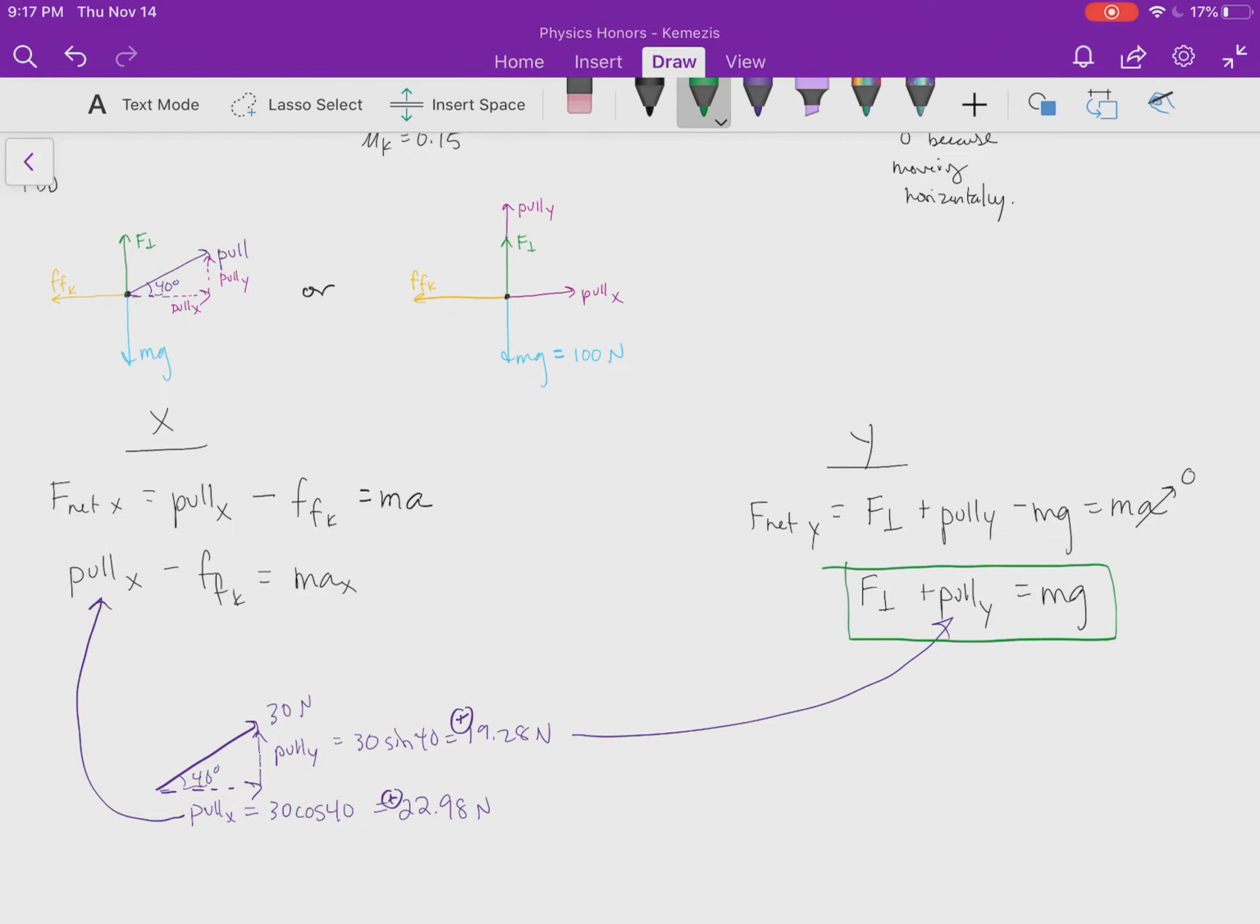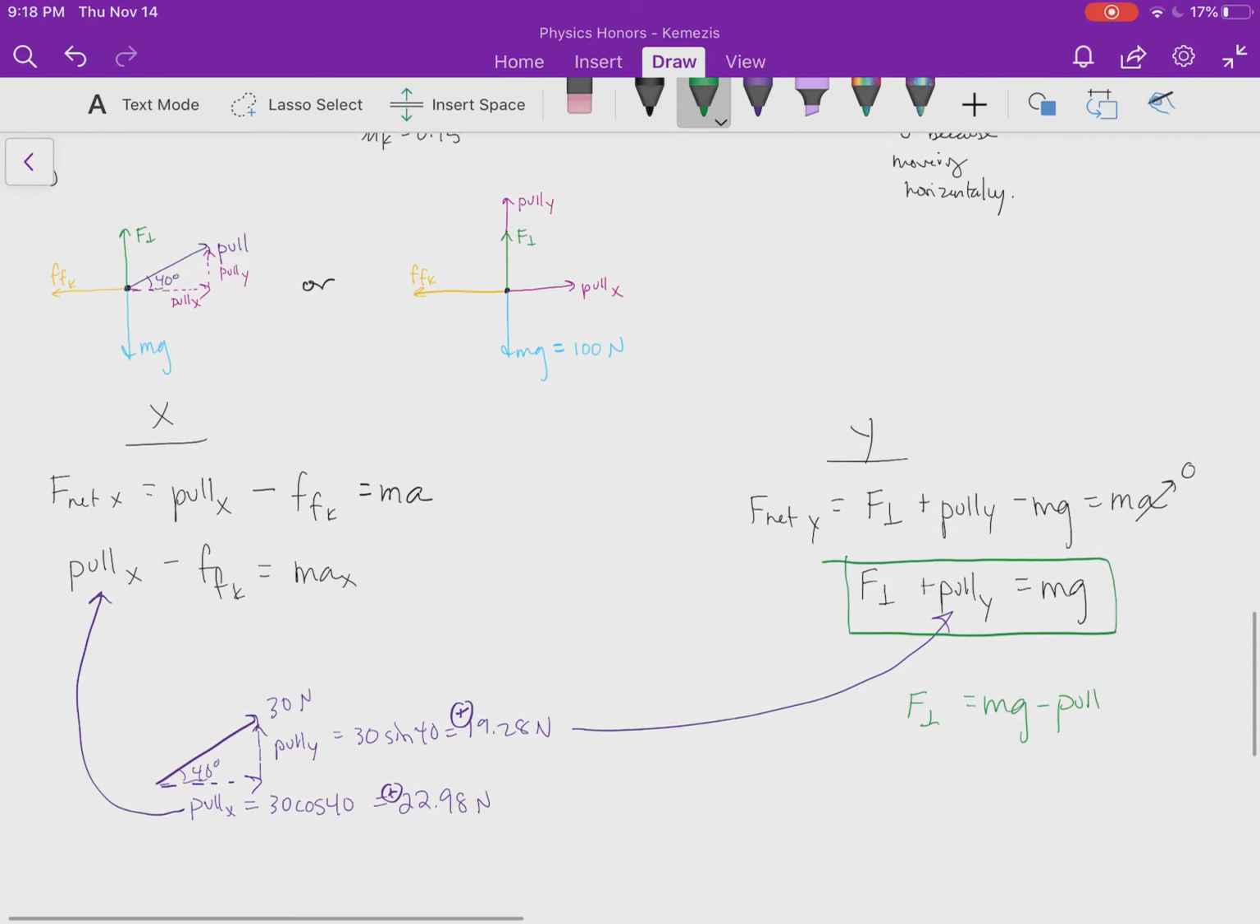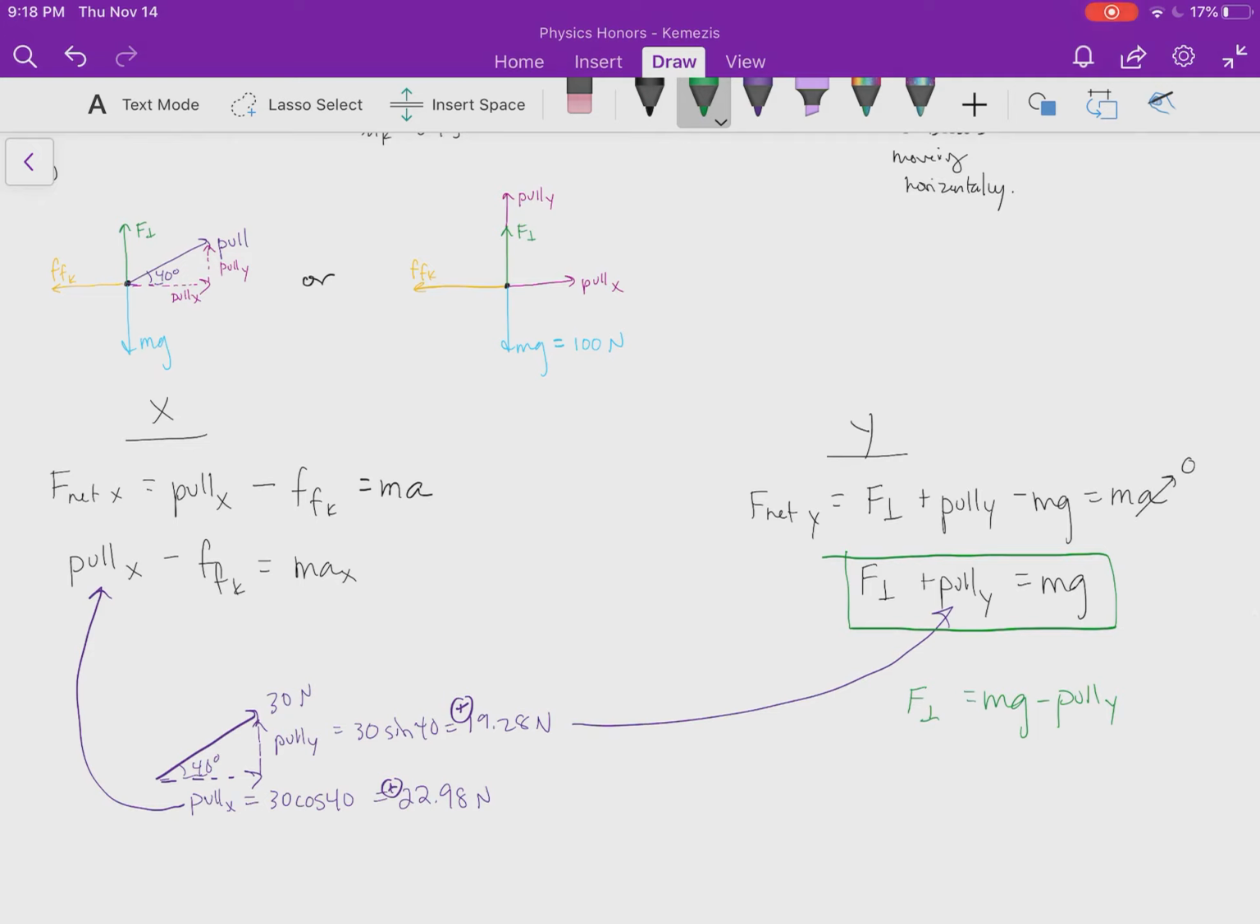So what we can do is we can solve for the normal force. I'm going to take this equation, and I'm just going to rearrange it. The normal force is equal to mg minus pull in the y. Right, I'm just looking at the equation that's boxed in green and solving for the normal force. And we can plug in, now that we've broken our vector into components, mg is 100 newtons. Our pull in the y direction is 19.28 newtons. So we get a normal force of 80.72 newtons.